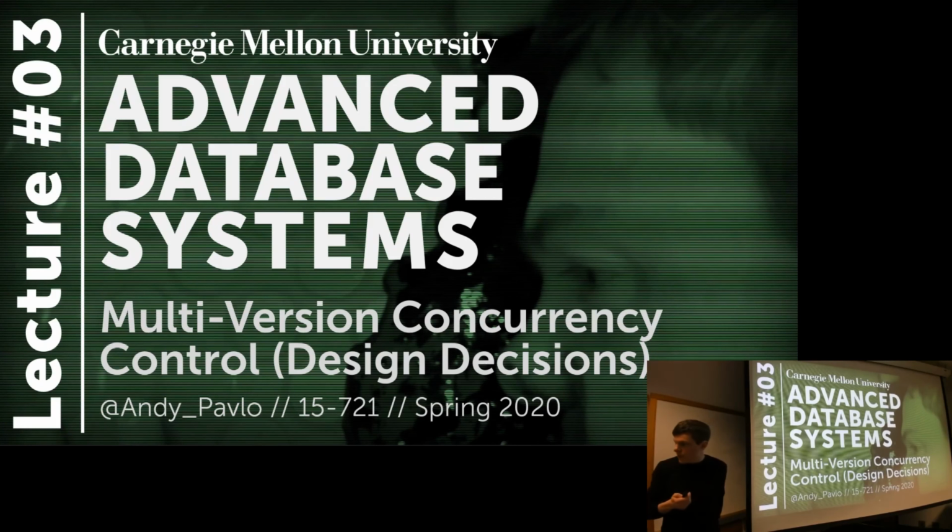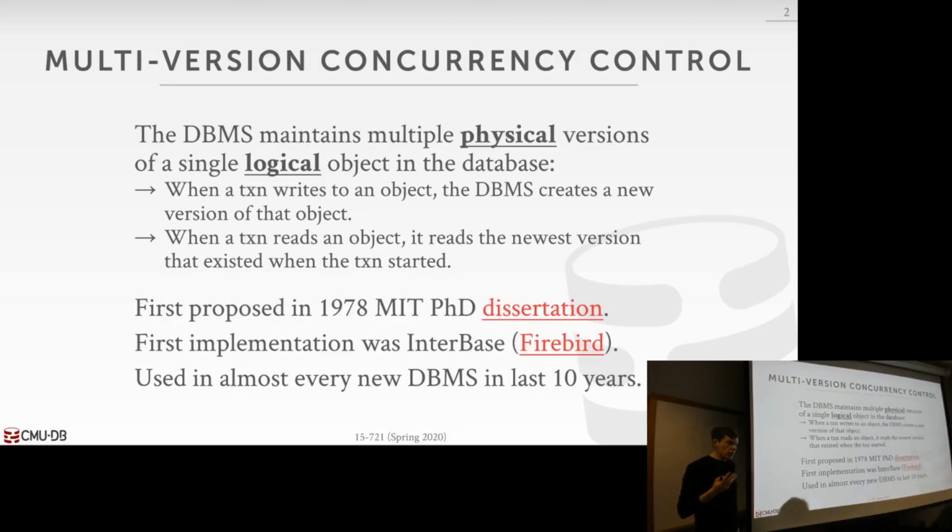Just so everyone's on the same page, at a high level, multi-version concurrency control is not so much a specific concurrency protocol, but a way of designing a database system where you maintain multiple physical versions of a single logical object in the database. By object, I'm being vague here. It could be a table, a block of tuples, a single tuple, or even a single attribute within a tuple. In practice, most people just do it on a per tuple basis. But the idea is that for a single logical object that we see from the application's perspective, we have multiple physical versions underneath the covers.